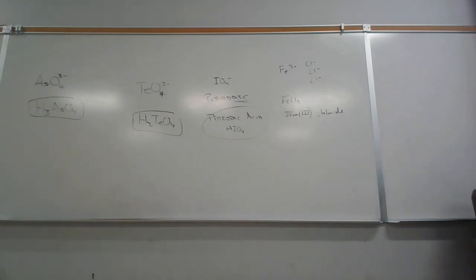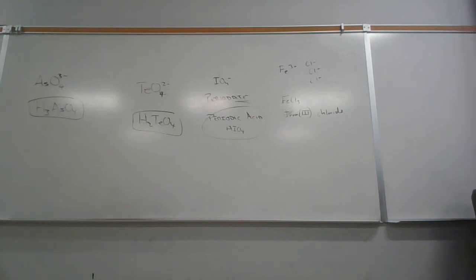Is that tellurate or tellurite? Tellurate? Take a look at the periodic table. Tellurite. Tellurate is 4 oxygens, it's in the same block and it's 4. So this is tellurite, which means this is going to be called tellurous acid. Tellurous acid.